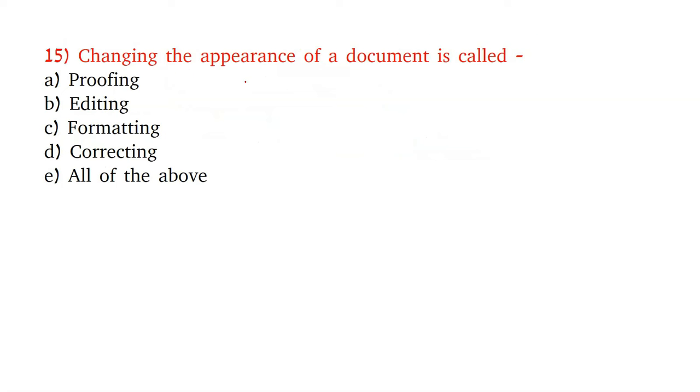Changing the appearance of a document is called: A. Proofing. B. Editing. C. Formatting. D. Correcting. E. All of the above. The right answer is C. Formatting. I think this was the easiest one.